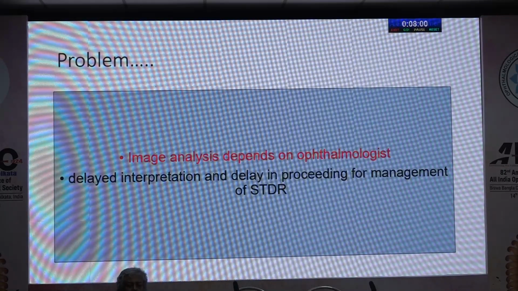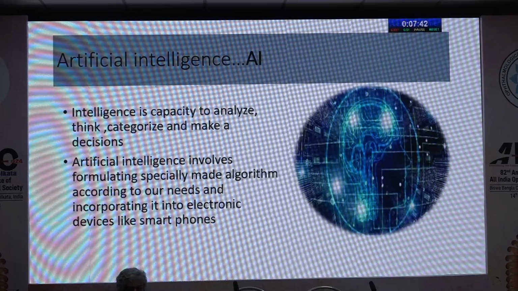Now, what is the problem now? Again, the image has to be analyzed by an ophthalmologist. So this is again the limiting factor in this technology. It can result in delayed interpretation, and delay in proceedings for the management of sight-threatening diabetic retinopathy. So here comes the role of artificial intelligence. Why are we supposed to be intelligent? Because we can analyze, think, categorize, and we can decide.